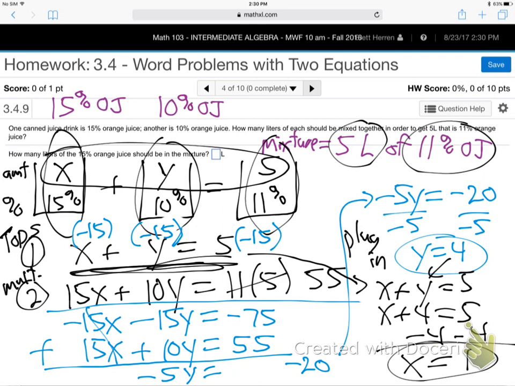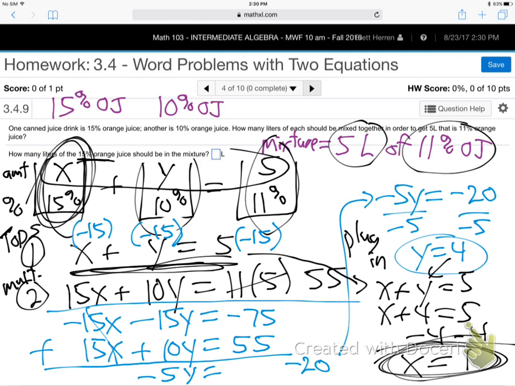So there we go. Now, what's their actual question? Here's the question. How many liters of the 15% oranges? Well, the 15% is the X. So 1. Everybody see that? So the first answer would be 1, and the other answer's 4. So they should mix 1 liter of the 15% stuff plus 4 liters of the 10% stuff to get 5 liters of the 11% stuff. That's what they should do.